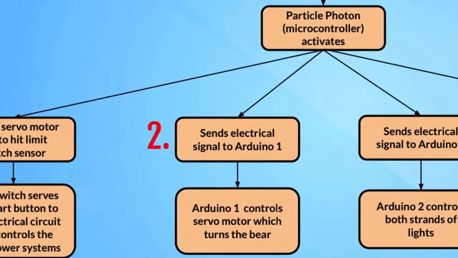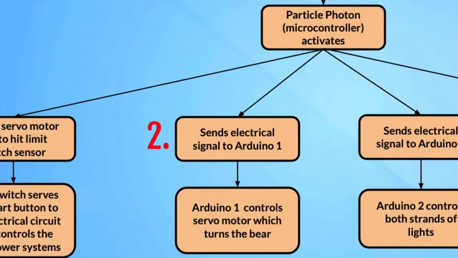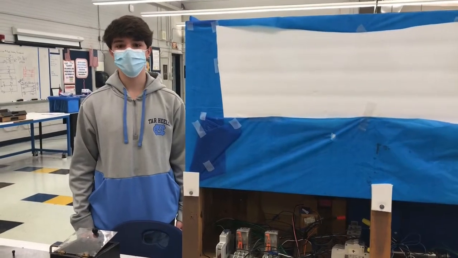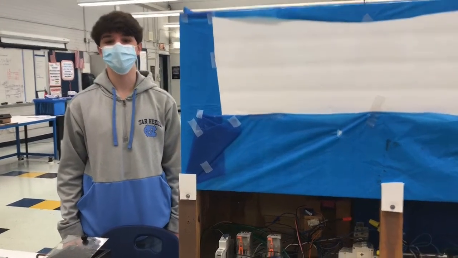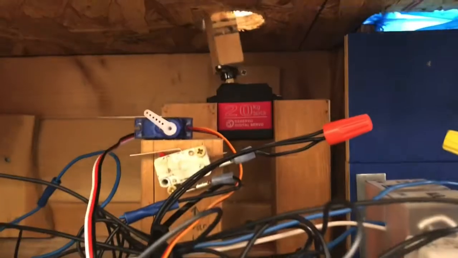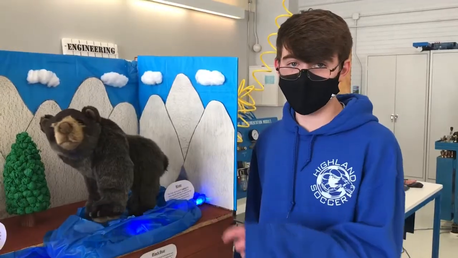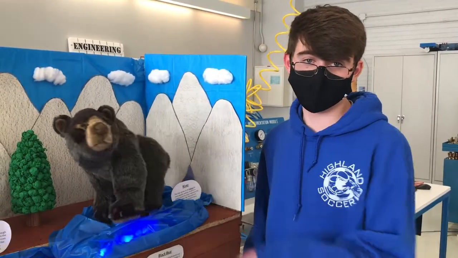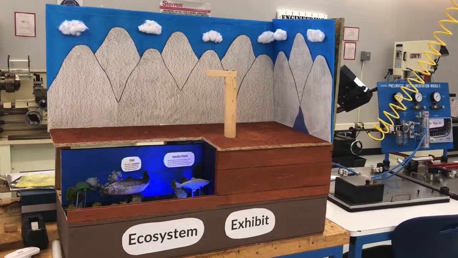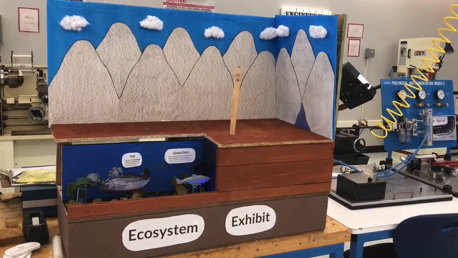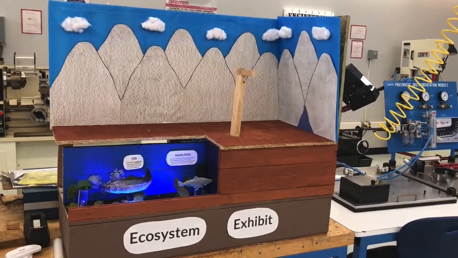The second thing the Photon does is send an electrical signal to an Arduino microcontroller. Once the microcontroller receives the signal, it starts the servo motor. This is our third movement. The bear moves through the use of an interior skeleton, which is attached to the servo motor.